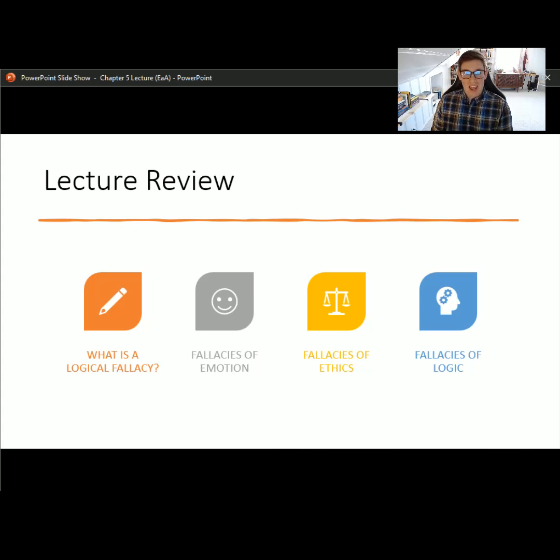We want to engage with arguments. We don't just want to say, oh, that's a logical fallacy, bad argument, get out of here, right? So just be aware of that. Use this to make better arguments for yourself.